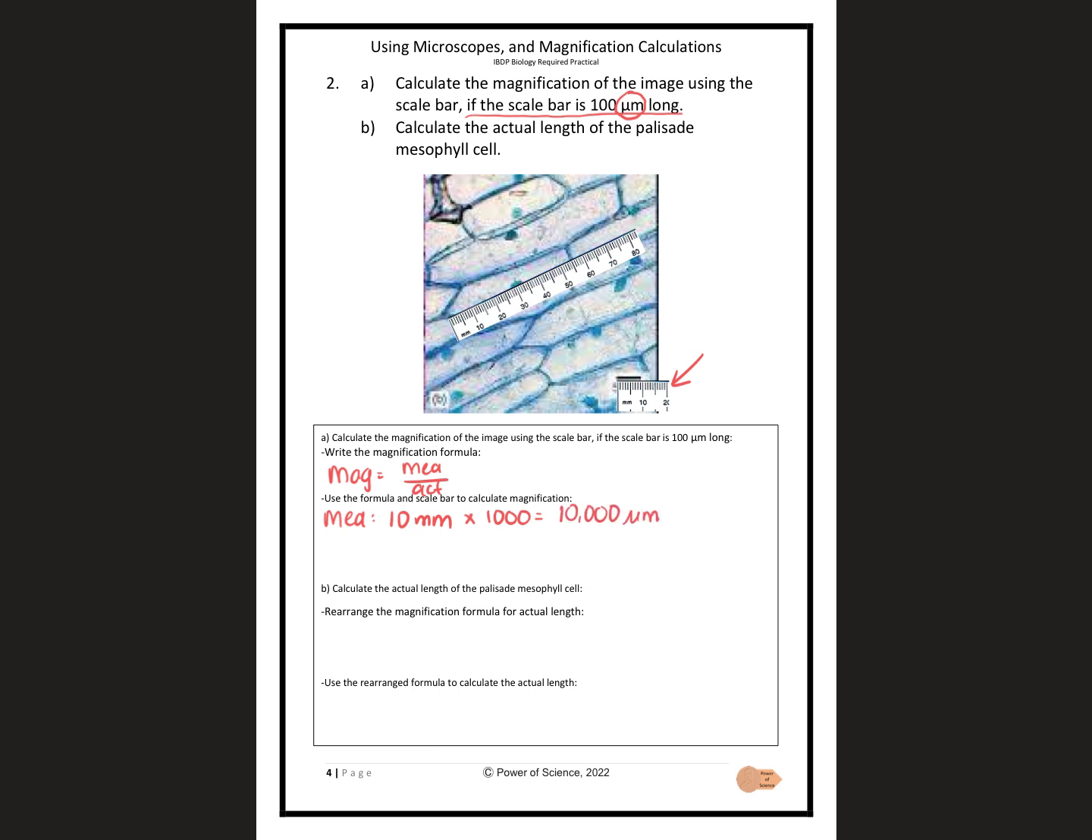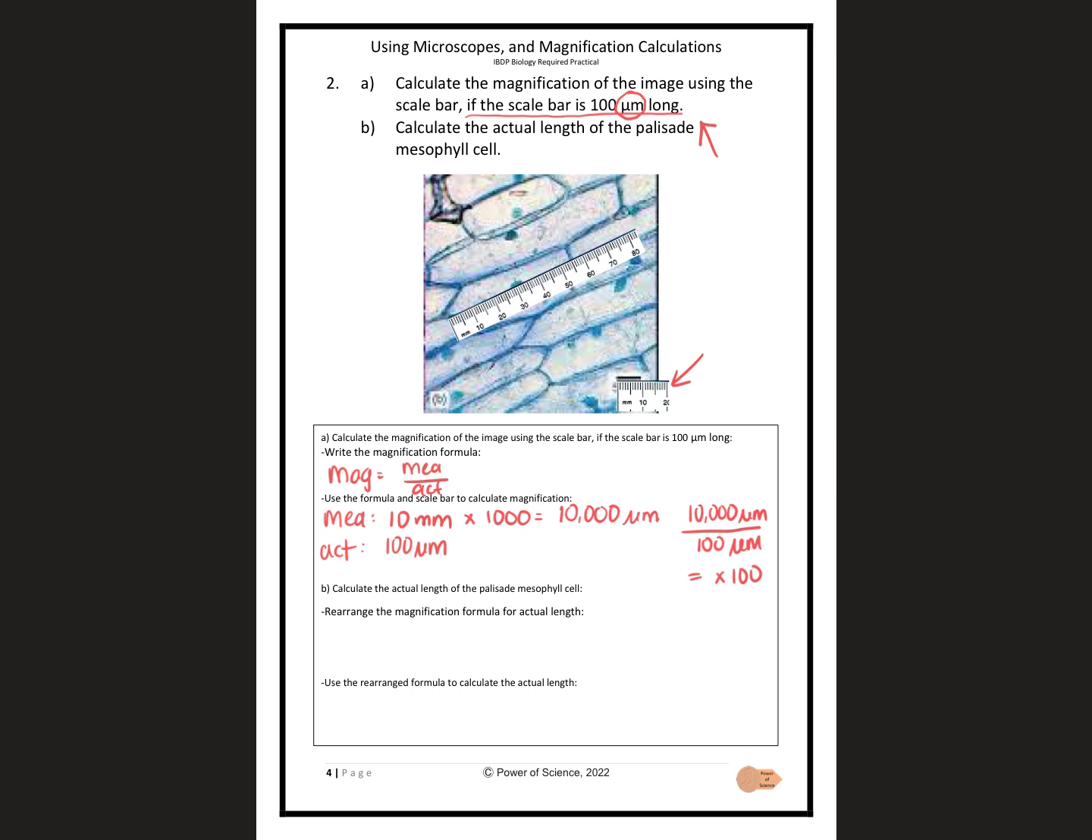And then our actual is, how long is the scale bar actually? It tells us in part A up here at the top that it is 100 micrometers long. So in order to calculate the magnification, we will do our 10,000 micrometers divided by 100 micrometers, and that's going to give us a magnification of 100 times, or 100x.